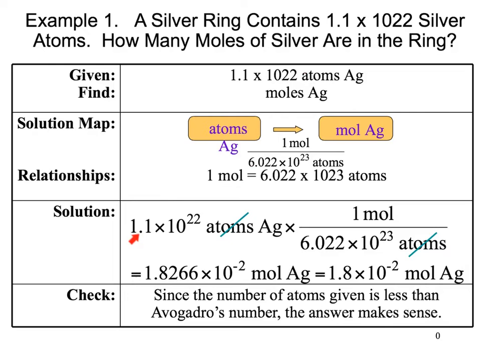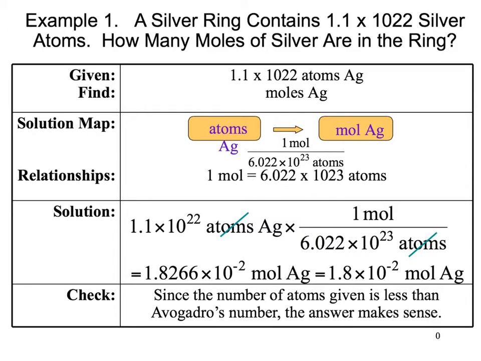We begin by putting down our given, which is 1.1 times 10 to the 22nd atoms of silver. We will use our conversion factor of 1 mole times Avogadro's number of atoms. Now, the 1 mole and the 6.022 times 10 to the 23rd, which goes on top and which goes on bottom? To determine that, we look at what we were given. We were given atoms, and therefore we must convert out of atoms and into moles. To cancel out our atoms, we need the Avogadro's number of atoms on bottom. Therefore, we cancel our units, and we are now into moles.